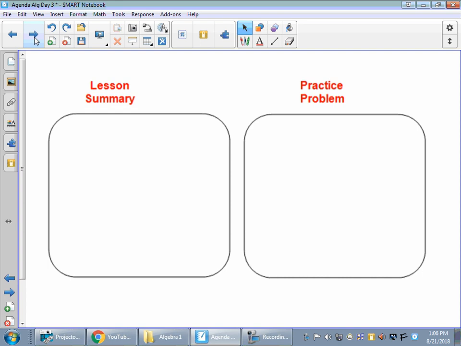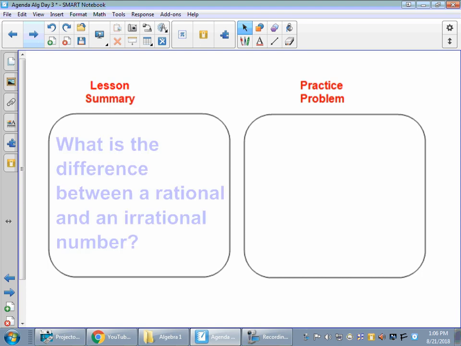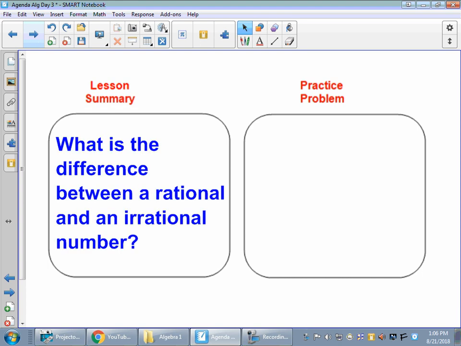And now we're on finally to our lesson summary and practice problems. In these, we do these every day. Basically, I want you to write the answer in the box. You don't have to write the question. So here's the question. You do not have to write this. Just write your answer in the box. What is the difference between a rational and an irrational number? And so check back in your notes and get the answer to that, and write it in this box right here.